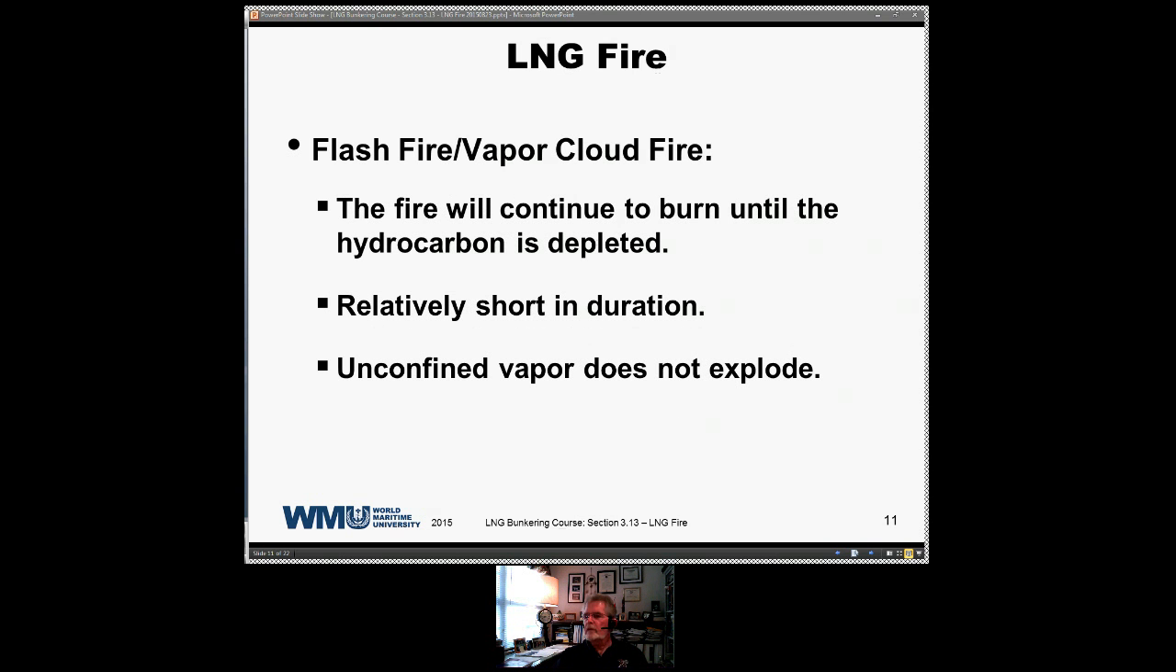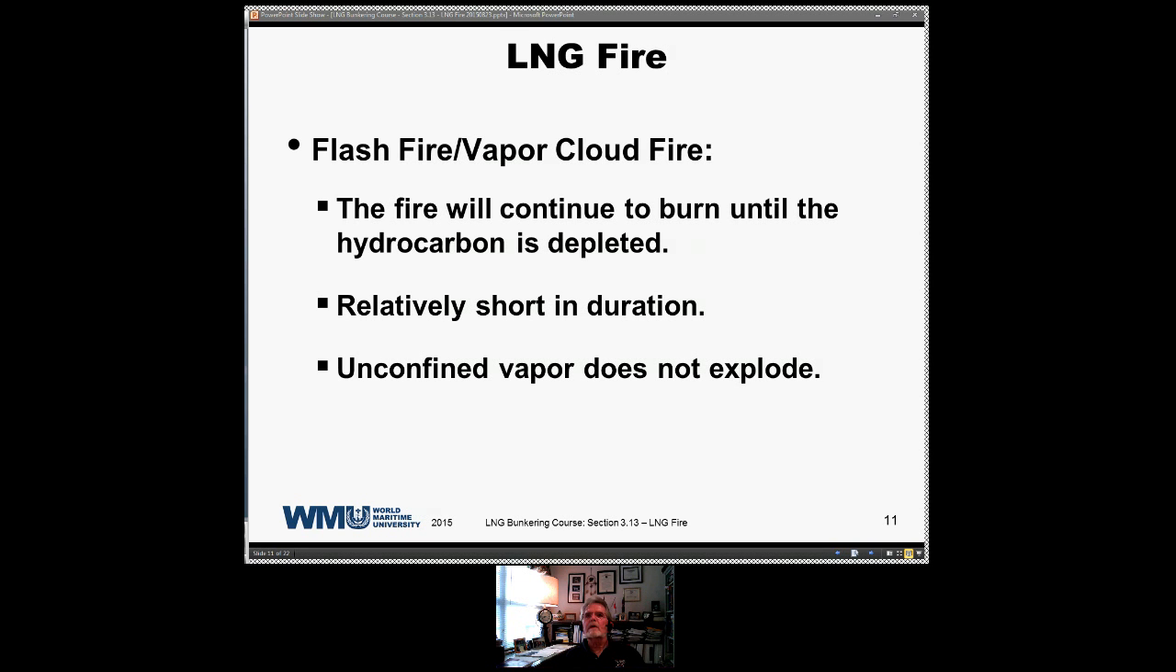The fire will continue to burn until the hydrocarbon is depleted. Usually they're relatively short in duration, and once again, unconfined vapor doesn't get the flash fire effect, but there will not be an explosion.